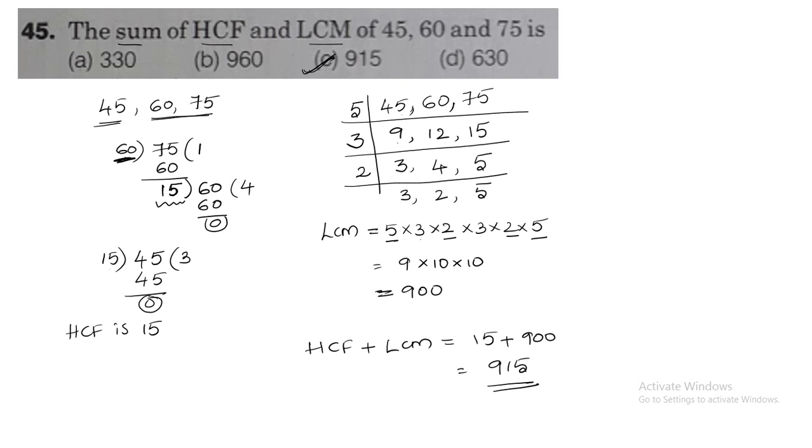Next, 46th question. Now what he has given: 3 by 8 divided by (5 by 3 minus 1 by 6) plus 5 by 8. So already we know the BODMAS rule. So what is the BODMAS rule? First of all, we need to solve the things which are present in the brackets. So first of all, we are considering that particular thing. So 5 by 3 minus 1 by 6.